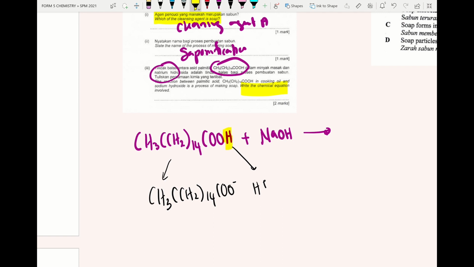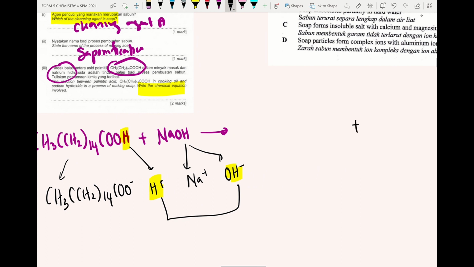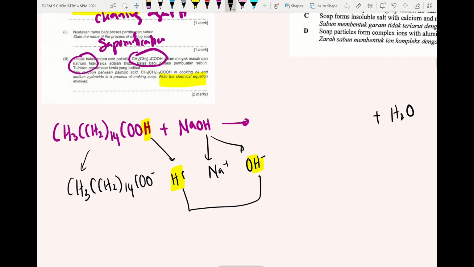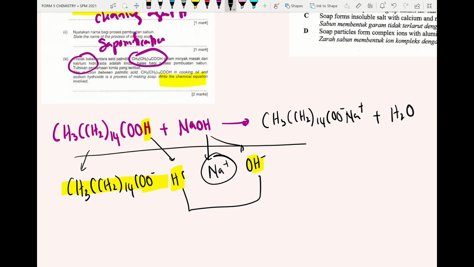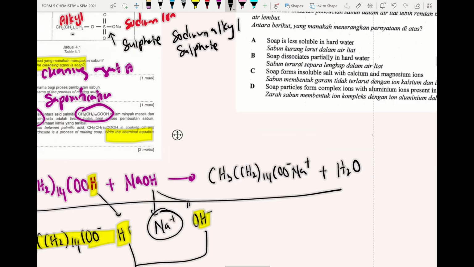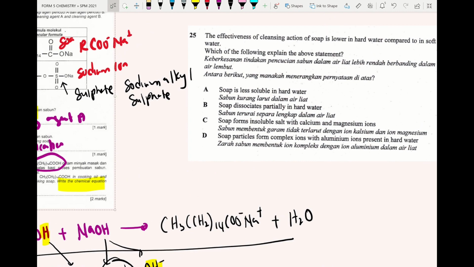So take the hydrogen ion, put here. Sodium hydroxide will ionize completely and produce sodium ion and hydroxide ion. During the chemical reaction, the hydrogen ion and hydroxide ion will combine together, so we put the water molecule here. Then we draw the structure here: CH3(CH2)14COO negative, and we take the sodium ion and put here. So this is the equation that students need to write in the exam. All right, we move on to the next question.